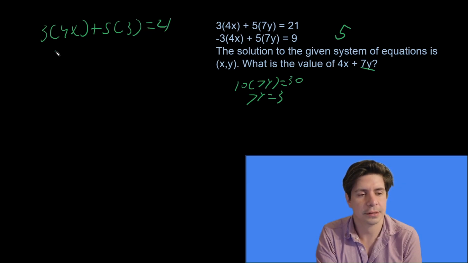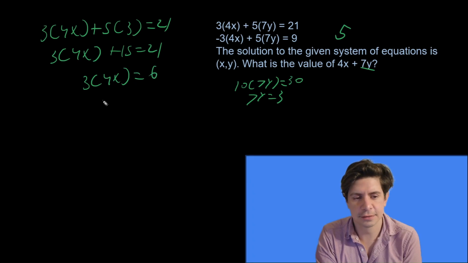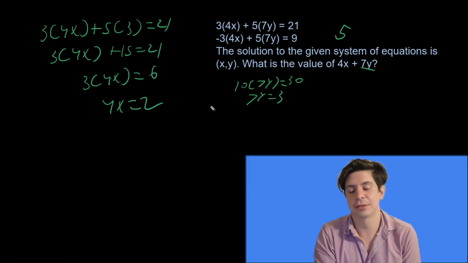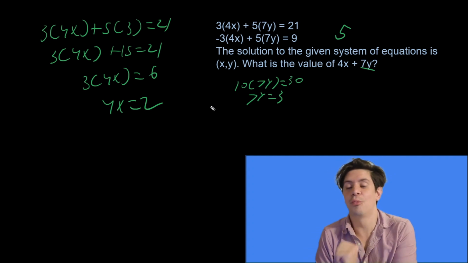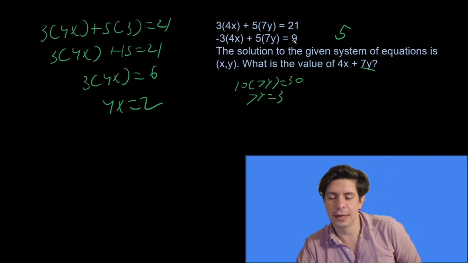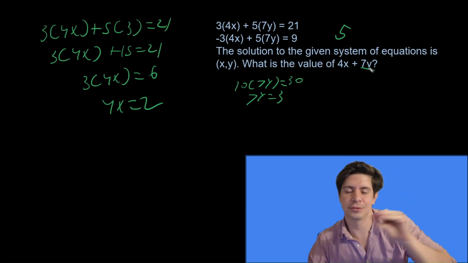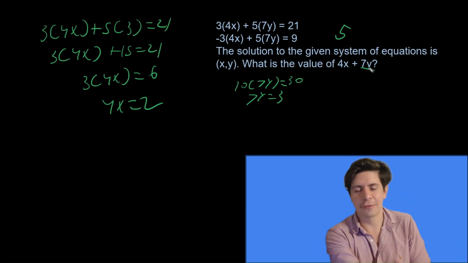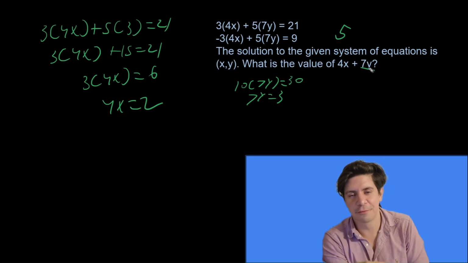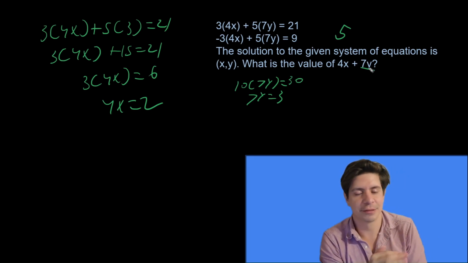I'm going to get 3 times 4x. Again, why would I multiply out when I'm just looking for 4x? Plus 15 equals 21. 3 times 4x equals 6. 4x equals 2. So again, it gets us that 2 plus 3. So think about why they're giving you 4x, 7y in all these places, because they want you to see how you can just think of it as x and y. Instead of doing extra work finding the actual x and then multiplying by 4, finding the actual y, multiplying by 7, don't do that.